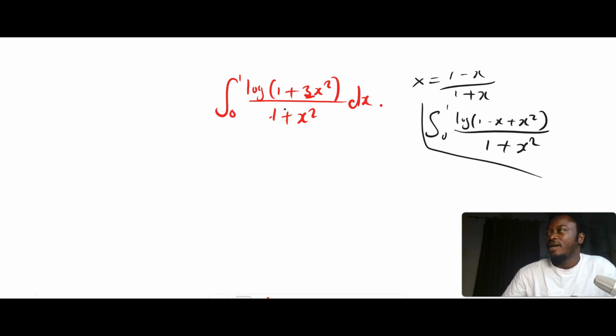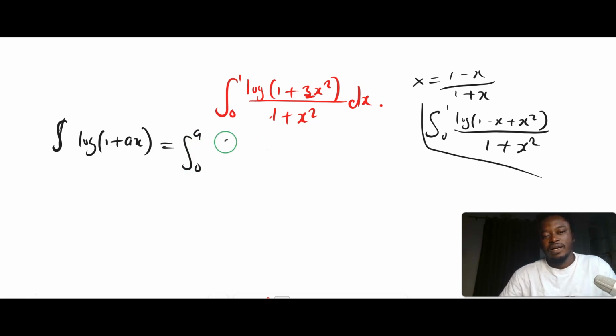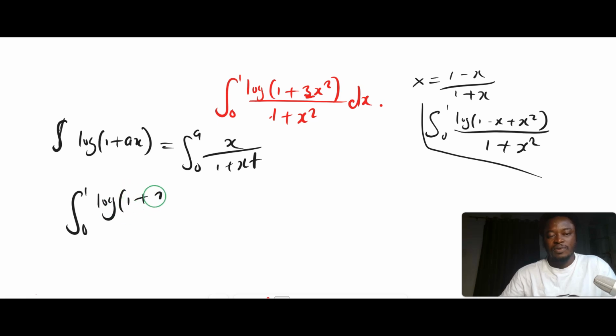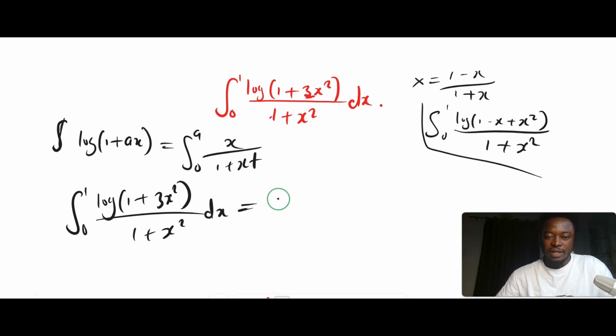So what we're going to do is use the formula that the logarithm of 1 plus ax is equal to the integral from 0 to a of x over 1 plus xt. Having that in mind, the integral from 0 to 1 of our integral, which is log of 1 plus 3x squared, all divided by 1 plus x squared dx, equals the integral from 0 to 1 of 1 over 1 plus x squared.